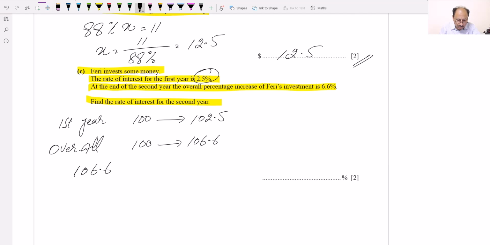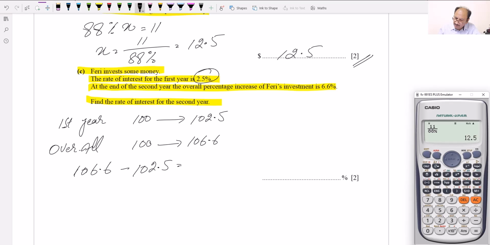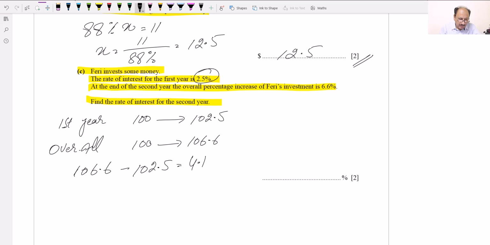106.6 minus this 102.5, and this increase will be... I'm using a calculator so that you will not be confused. This is 2.5, so this is equal to 4.1. So this is 4.1, and second year will be what?